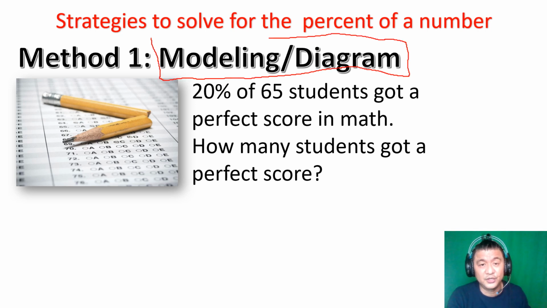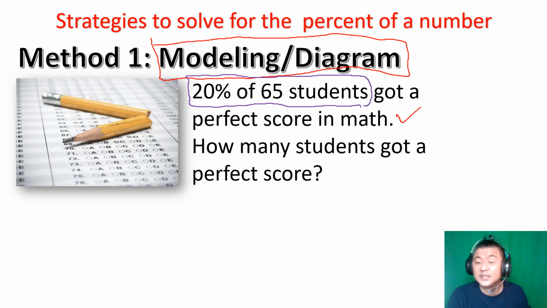If you like to do drawings, this will help you a lot. So 20% of 65 students got a perfect score in math. Smart kids. How many students got a perfect score? So check this out. Let me underline these two. 20% of 65 students. So it's not the whole number of students. It's only a portion. That's why it's a part that we want to know. And I want to know how big or how many students is 20%.